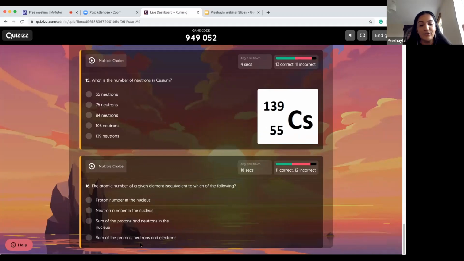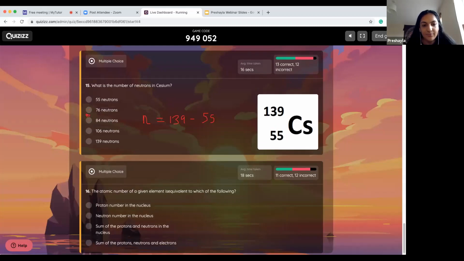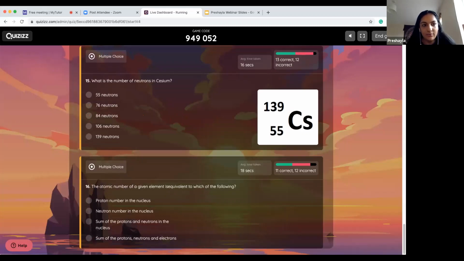Okay, so to find the number of neutrons, N, we do the mass number minus the proton number. And when we do 139 minus 55, we get 84. Okay, so if you said 84, that would be correct. And then the atomic number of a given element is equivalent to which of the following? The atomic number is the proton number, just the proton number.